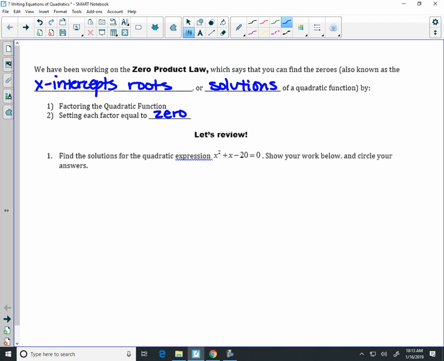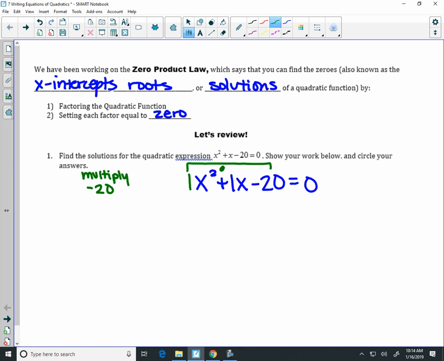We're going to start by doing a little review problem. Find the solutions by factoring. So x squared plus x minus 20. I'm just going to go ahead and recopy that. So I'm going to solve this by factoring. I need two numbers that multiply to negative 20 and add to positive 1.